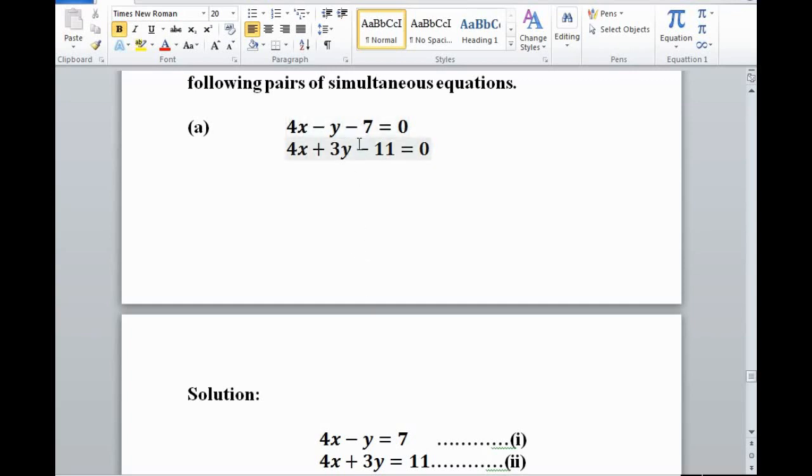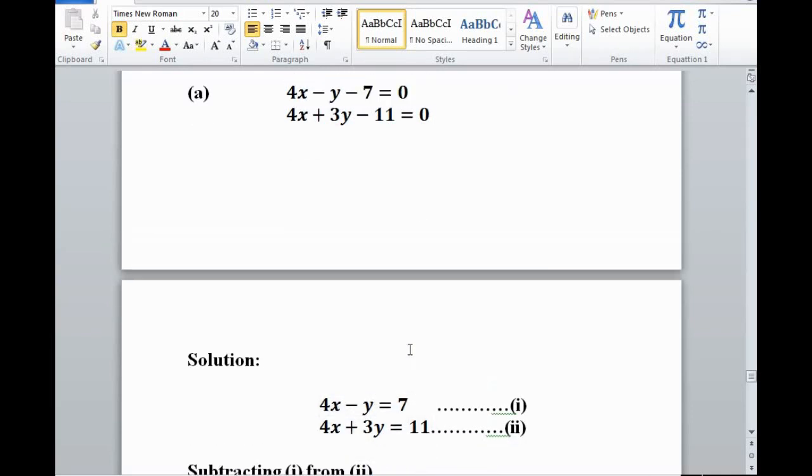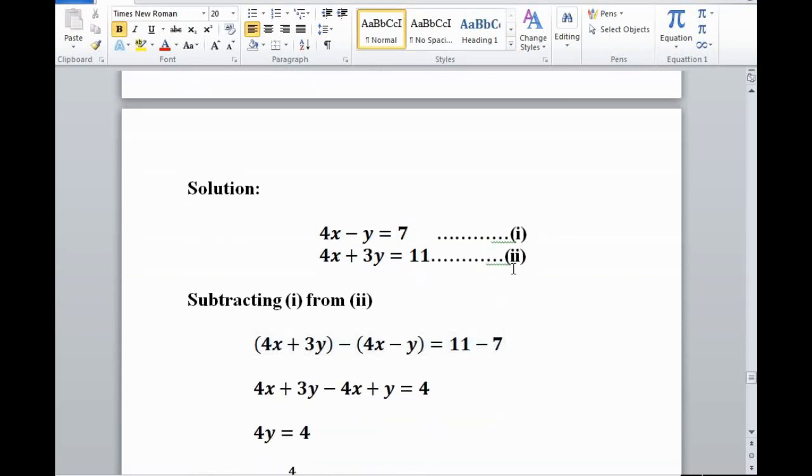Secondly, I will take this negative 7 and negative 11 from left to the right side. So these two equations are 4x minus y equals positive 7 on the right side, and 4x plus 3y equals positive 11 on the right side. So now in equation 1 and 2, since we have the absolute values of the coefficients of x in both the equations the same, which is 4, we can eliminate the terms in x by subtracting equation 1 from equation 2.